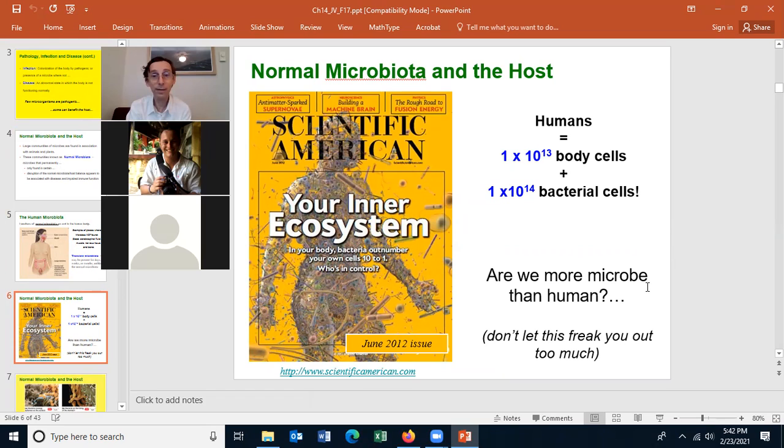Humans have about 1 times 10 to the 13th human body cells. And we humans have about 1 times 10 to the 14th bacteria cells as part of our normal microbiota. So we have many more, about 10 times more, bacteria cells with us than we have our own cells. And that begs to ask the question, are we more microbe than we are human? Don't let the answer freak you out too much. Any question about any of that?